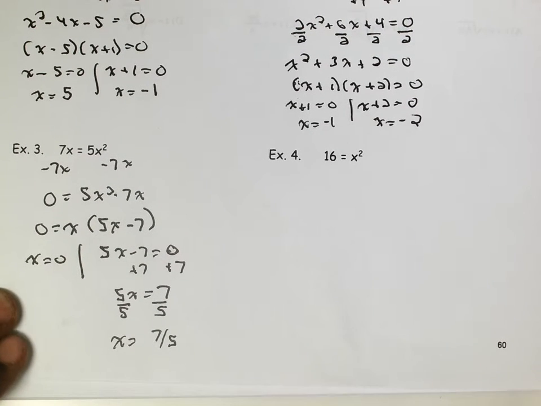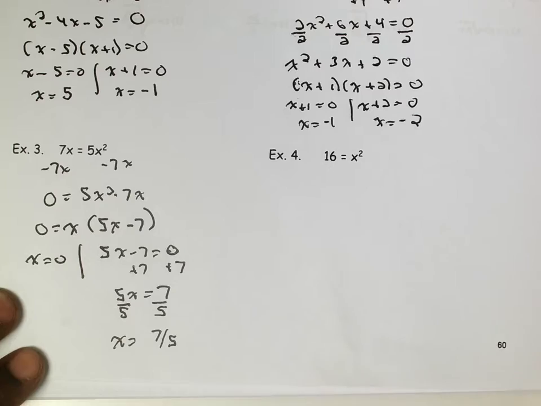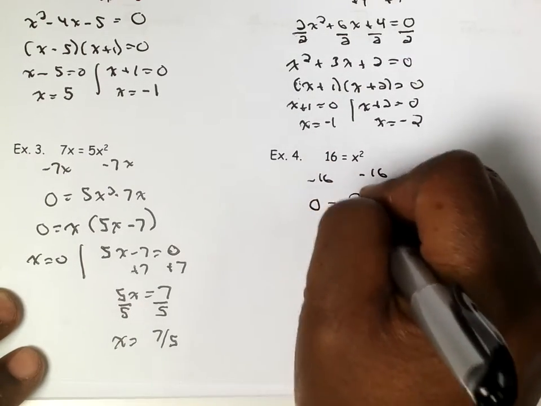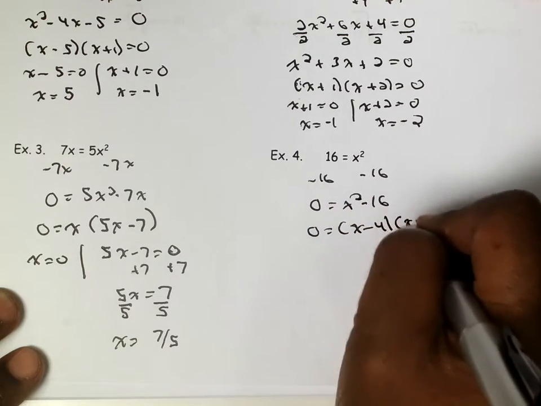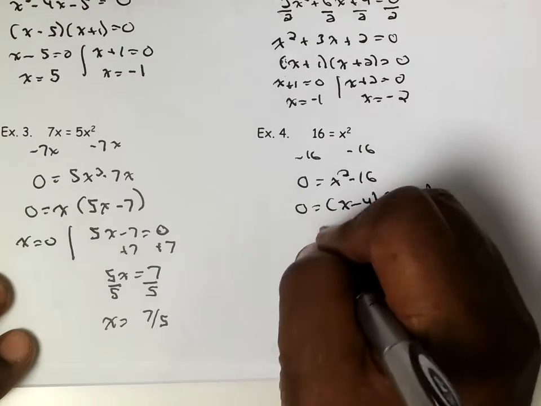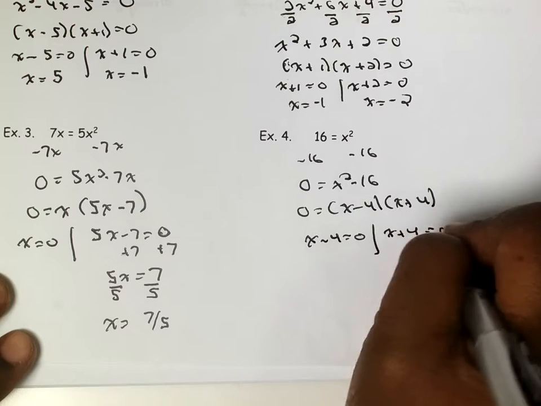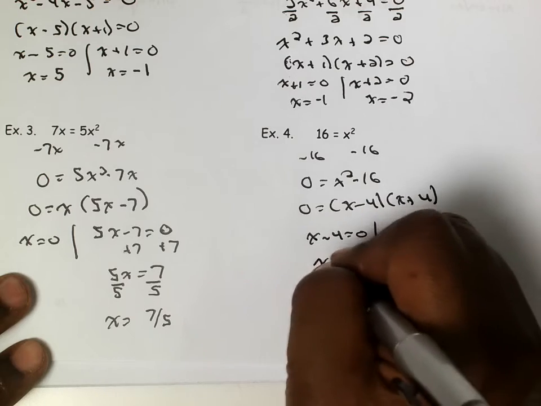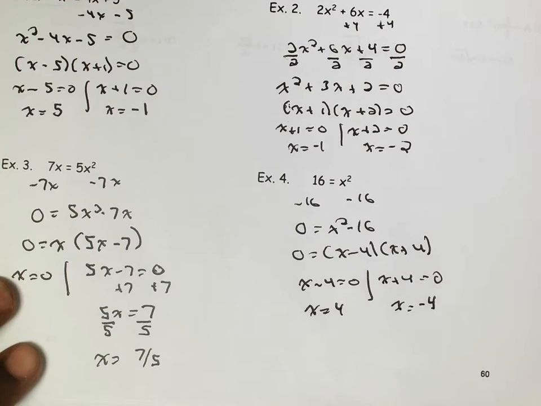Number 4, I'm going to factor because the directions are telling me to factor. But when we were doing radicals, we also know that we could just take the square root of both sides. But I'm going to subtract 16. And then that's the difference of two perfect squares. So I have x minus 4 equal to 0 and x plus 4 equal to 0. Solve each one separately, and my solutions are positive 4 and -4.